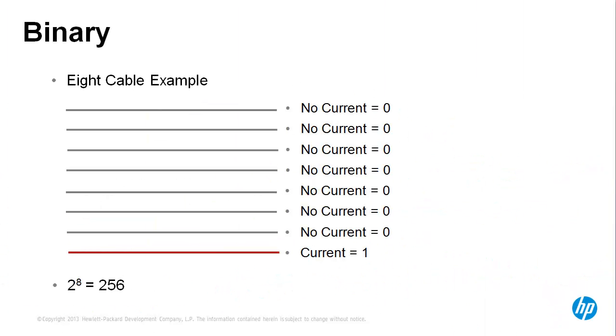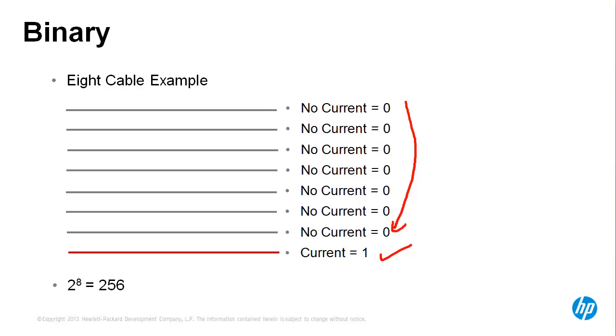So extending that analogy to 8 cables. The reason why is that an IP version 4 address consists of 4 octets or 4 8-bit values. In this case, we might have no current on the first 7 cables and current on the last cable. That gives us 7 binary zeros and a binary 1.